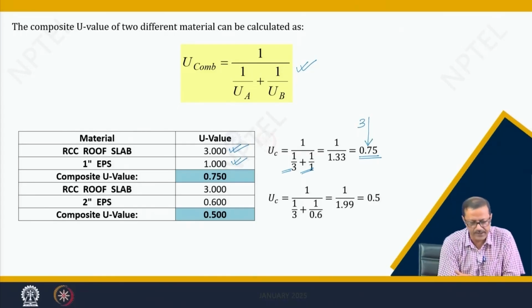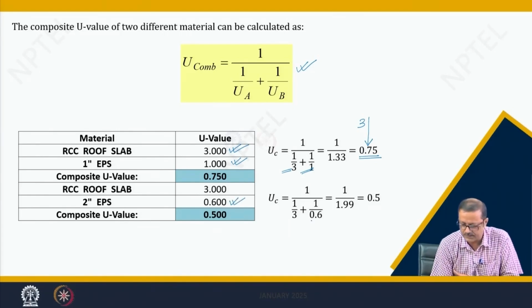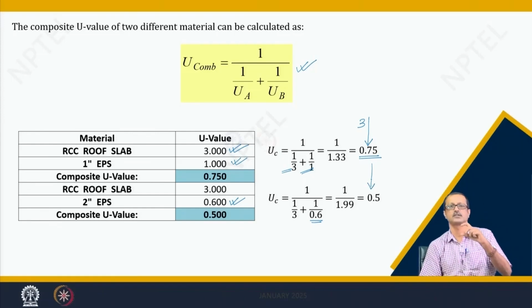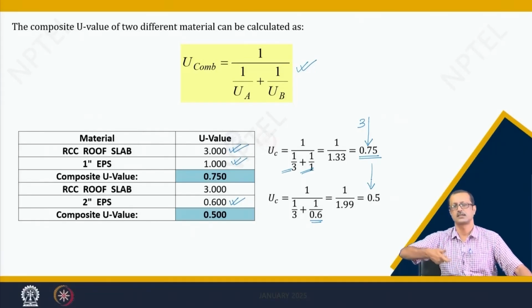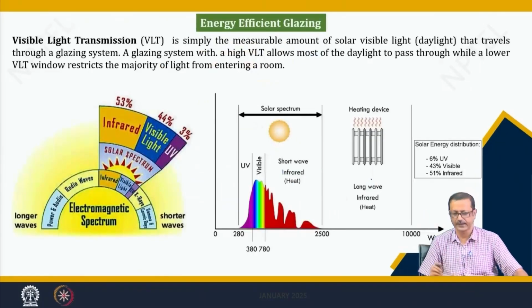Now, instead of 1 inch EPS, if you use 2 inch EPS, then the U value of 2 inch EPS is 0.6, which is further dropped. So, you will get a maximum benefit by virtue of this insulative material. Insulative material increases the thickness and also decreases the U value, which will be helpful.